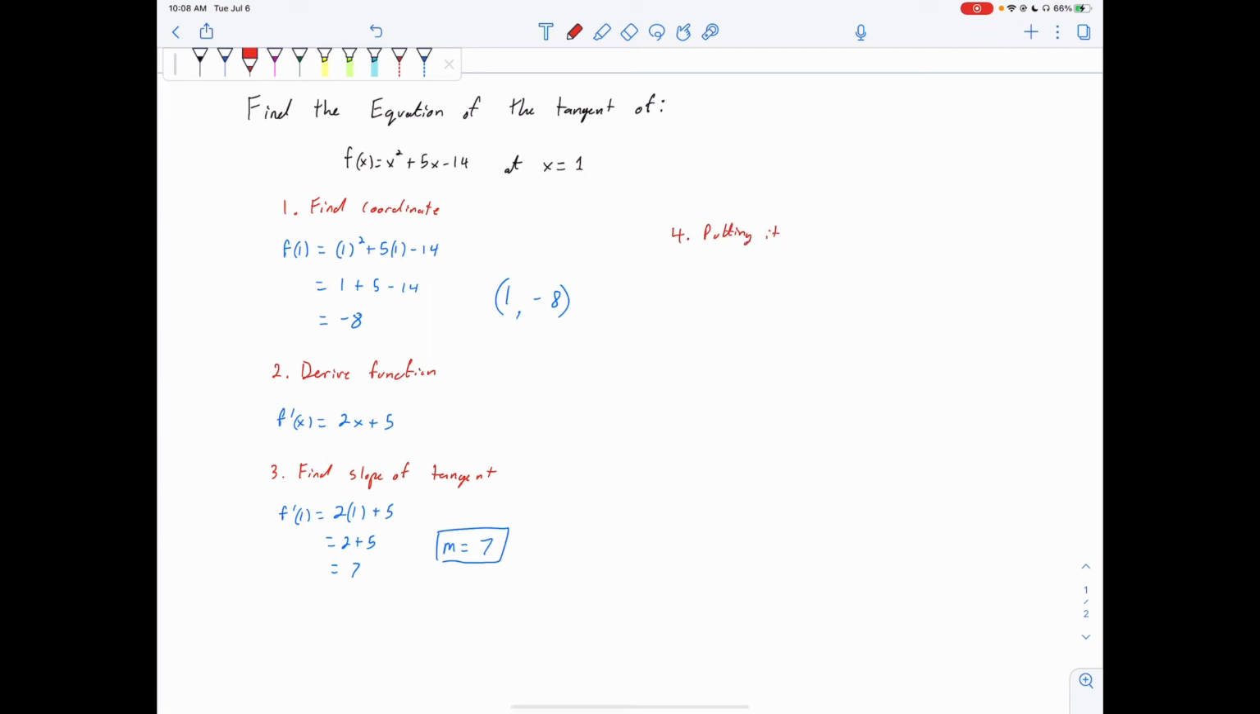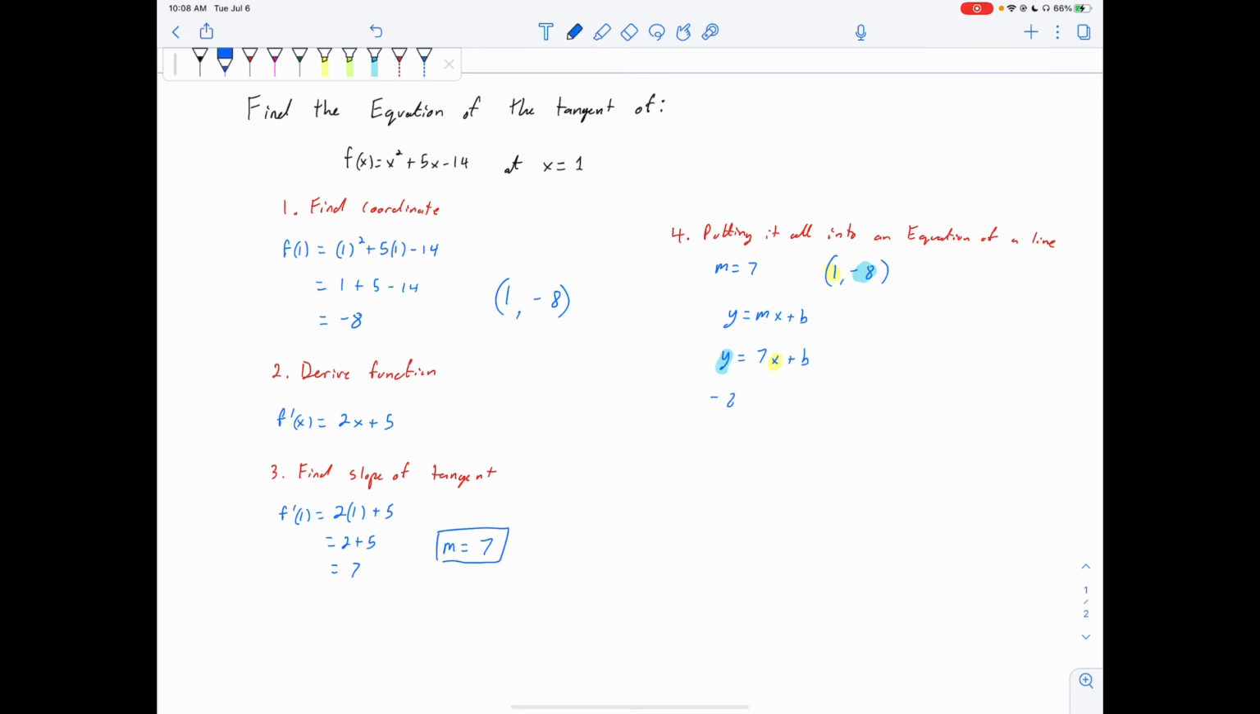And then we can have step 4 here on the side, where it's just putting it all together, putting it all into an equation of a line. And what does that entail? Well, we know our m is equal to 7, and we have a coordinate at 1 and minus 8. And then we just go back to our old school y is equal to mx plus b. We can plug in our slope of 7, y is equal to 7x plus b. And then we can plug in our coordinate for our x and y. Remember, 1 is going to be our x, and negative 8 is going to be our y.